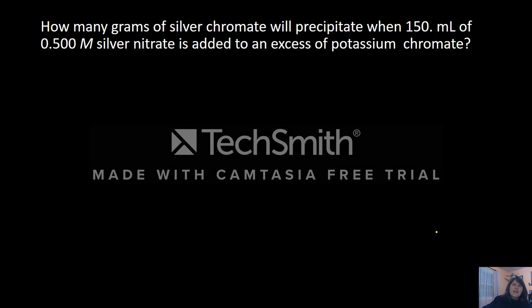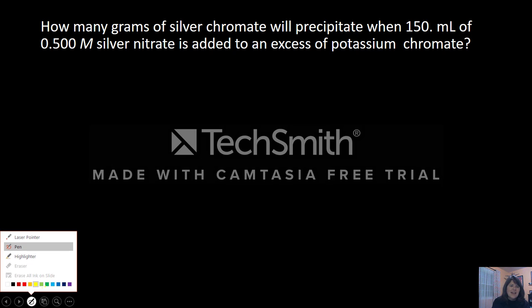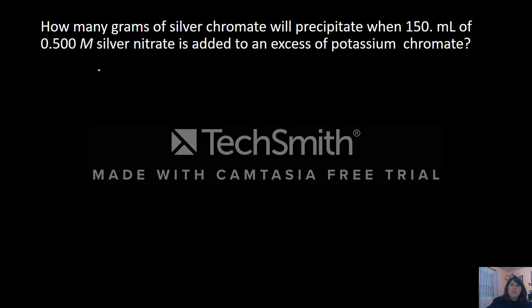Go ahead and give it a try. See how you do with it, and feel free to pause and replay anytime you think you need help. So for this next one, again, we need a balanced equation, and we have how many grams of silver chromate will be precipitated when I mix these two chemicals together. So we need a balanced chemical equation.